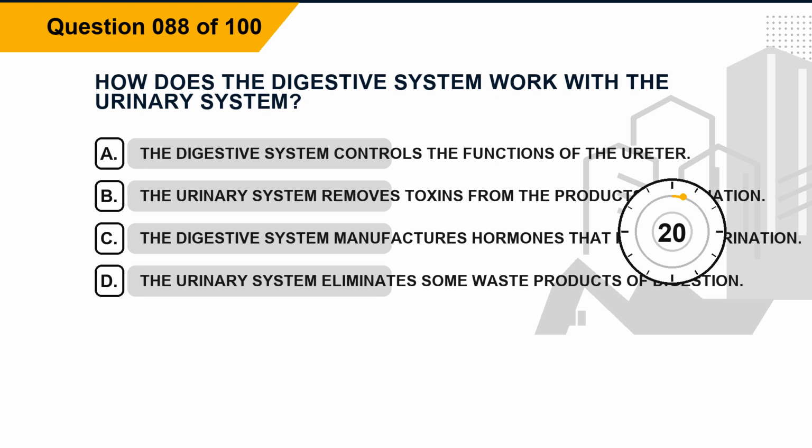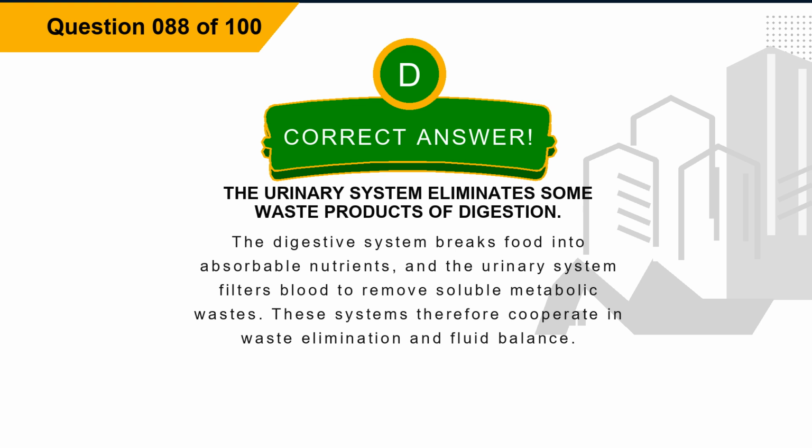Question 88. How does the digestive system work with the urinary system? Option A. The digestive system controls the functions of the ureter. Option B. The urinary system removes toxins from the products of urination. Option C. The digestive system manufactures hormones that influence urination. Option D. The urinary system eliminates some waste products of digestion. The correct answer is option D. The urinary system eliminates some waste products of digestion.